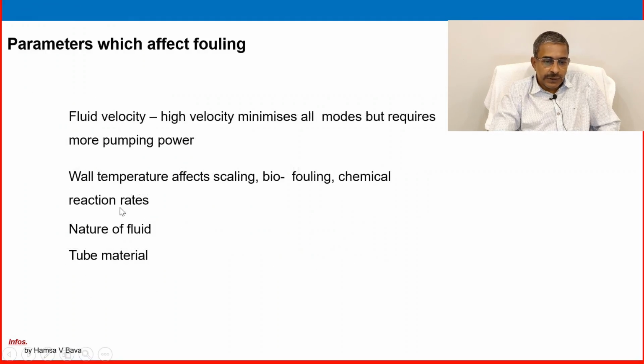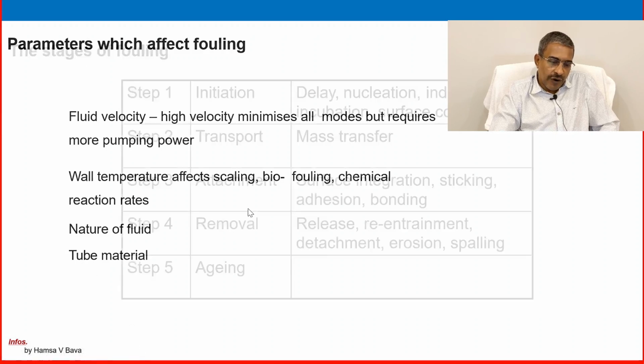Parameters which affect fouling: fluid velocity, like high velocity minimizes all modes but requires more pumping power. Wall temperature affects scaling, biofouling, chemical reaction rate, nature of fluid and tube material. So these are the parameters which affect fouling.